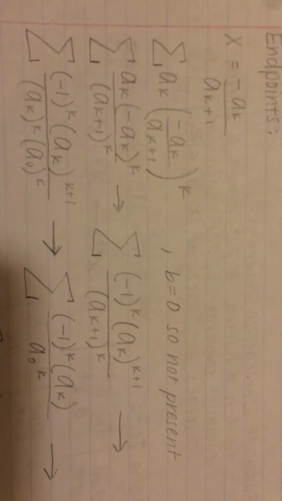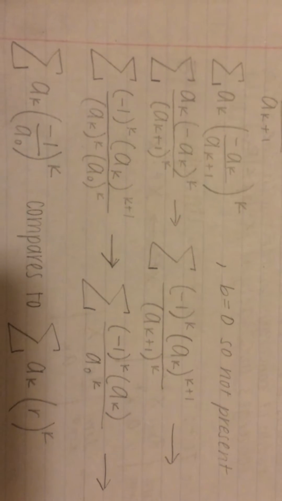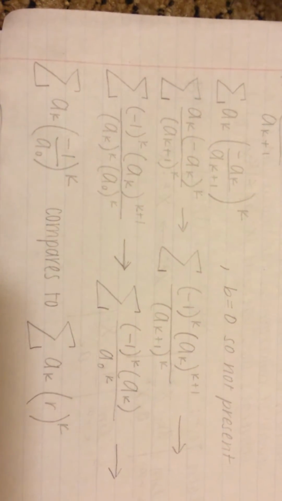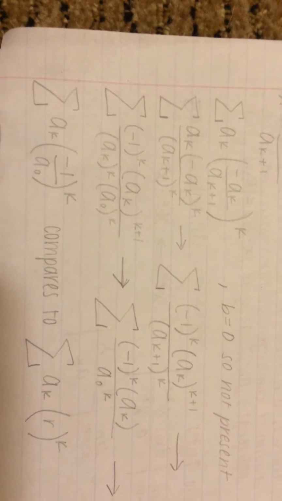And then if we separate out the bottom, we get for the denominator a sub k to the k times a sub 0 to the k, and cancel terms, we get the sum of a sub k times negative 1 over a sub 0 to the k. And that is in the form of a geometric series. A geometric series states that if the absolute value of r is less than 1, then the series will converge.